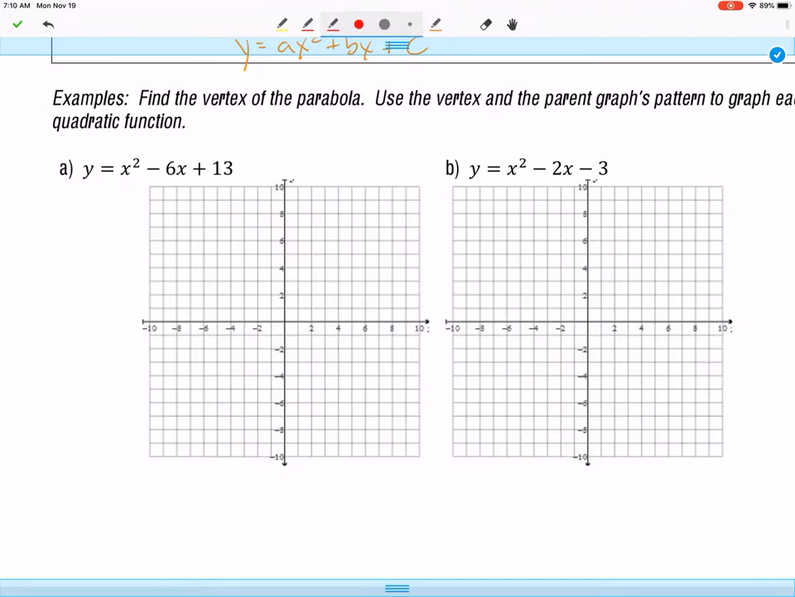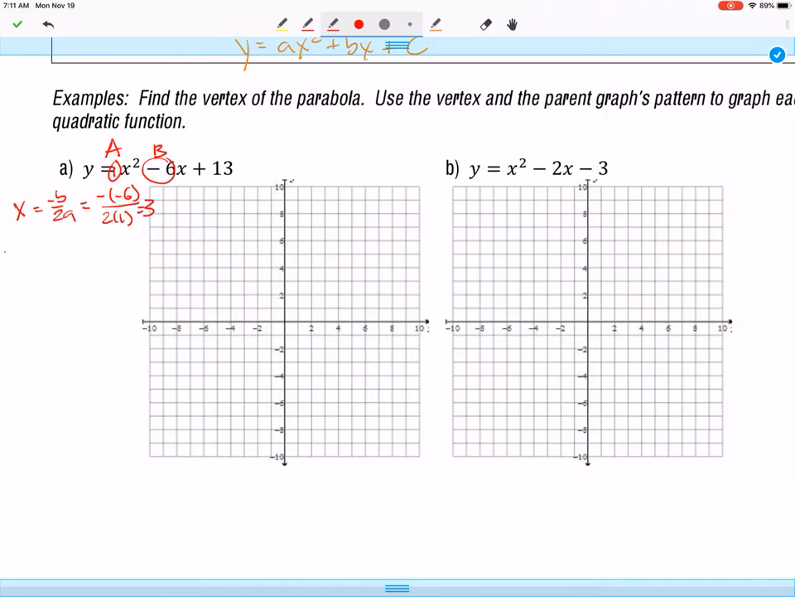So first thing, we want the vertex. The x value of the vertex is going to be negative b over 2a, just like we learned in 5.2. So we plug that in: b is negative 6, a is 1. We get negative 6 over 2 times 1, which gives us 3.